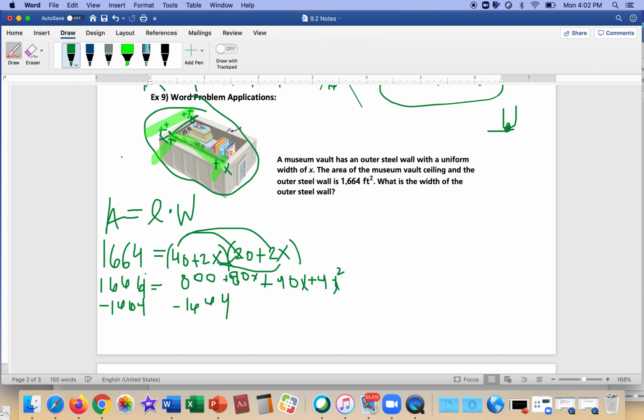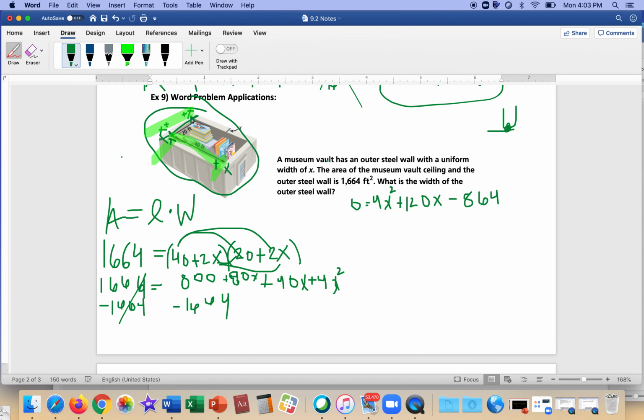So now we have 0 is equal to, on the right hand side, I'm going to simplify and combine like terms and go in standard form. So 4x squared is first. When we look at this, we have 80x and 40x, so we have 120x. And then we have 800 minus 1,664, so we have negative 864 left. All terms are on one side, 0 on the other.